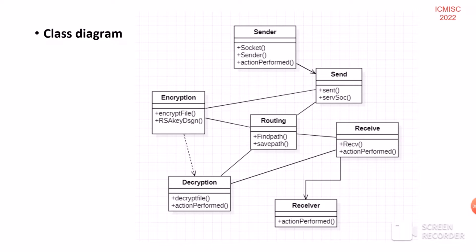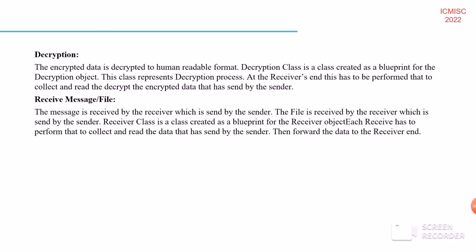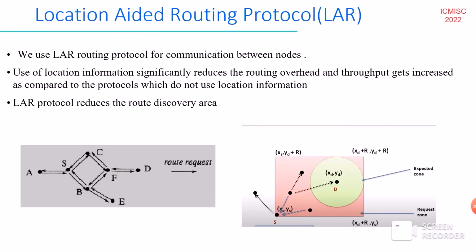This is the class diagram, and these are the modules and implementation details: sender, receiver, and the data undergoing the encryption and decryption process. And this is the Location Aided Routing protocol, LAR, which we can use for communication between nodes. It reduces the route discovery area and the routing overhead, and throughput is increased compared to protocols which do not use location information.